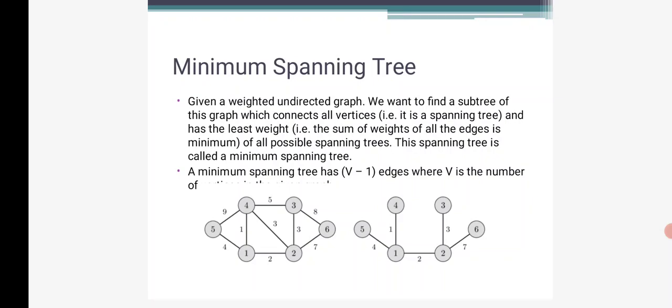A spanning tree is nothing but a graph without loops and cycles. We have given a weighted undirected graph. If we want to find the subtree of the graph which connects all the vertices and has the least weight among all possible spanning trees, this spanning tree is said to be a minimum spanning tree. The minimum spanning tree has a total of V minus 1 edges, where V is the number of vertices.